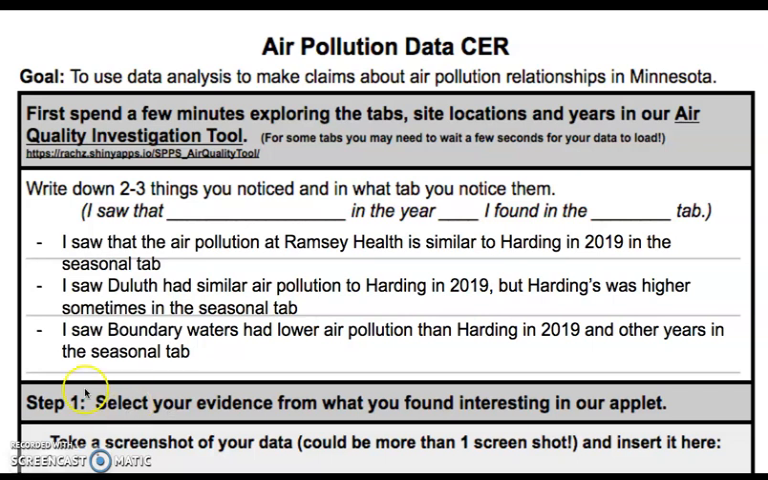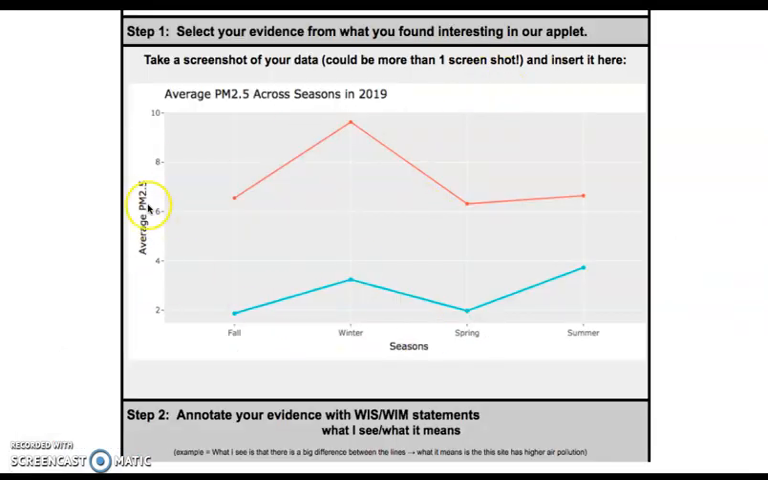We're going to focus in on this last relationship, this last thing I noticed, that Boundary Waters has lower air pollution than Harding does. I've gotten a screenshot of that data and I have dropped it in here, and ta-da, there it is. You could have multiple screenshots, so maybe you want to compare these two locations using different tabs. You could do that as well. But we're just going to focus on this one for this week's CER example. Next week, you'll try making your own.